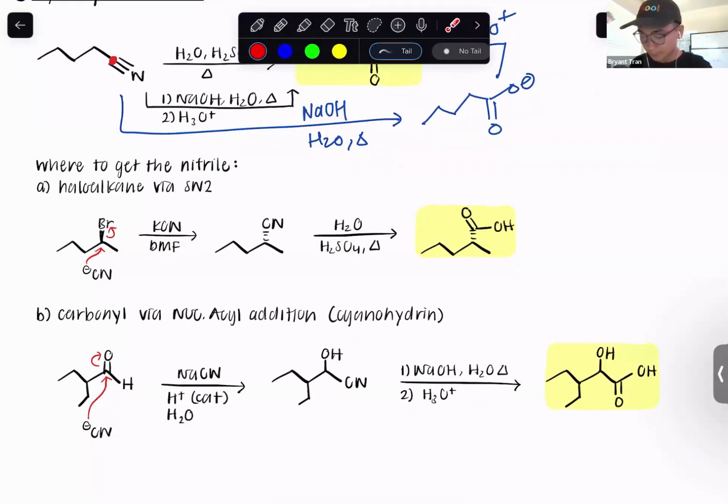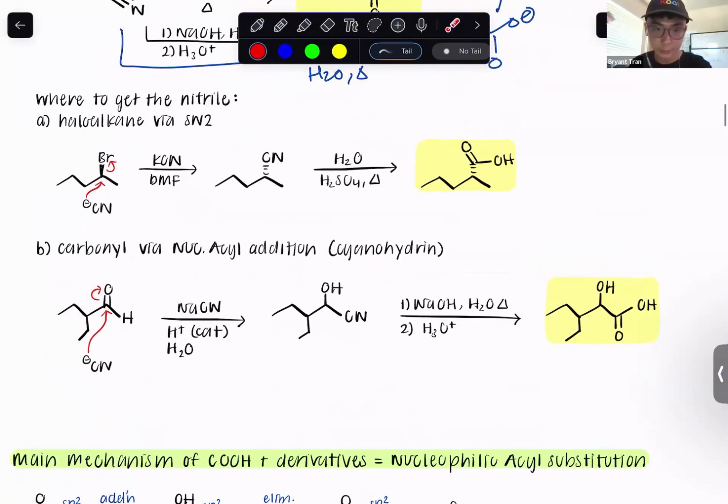So where can we get the nitrile? There's two ways that you learned how to do that. The first way is going to be through an SN2 reaction from 118A, right? Let's say we have this secondary haloalkane, because this carbon here is attached to a halogen, a good leaving group, bromine. And this is a secondary haloalkane because that carbon directly attached to the leaving group is attached to two other carbons.